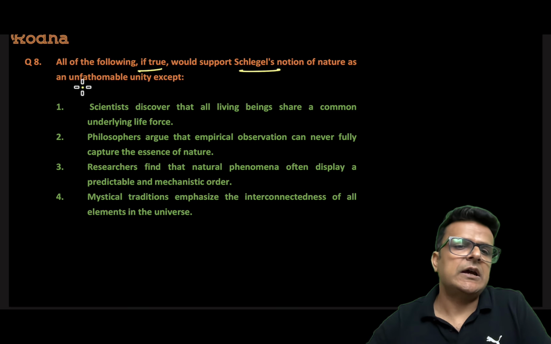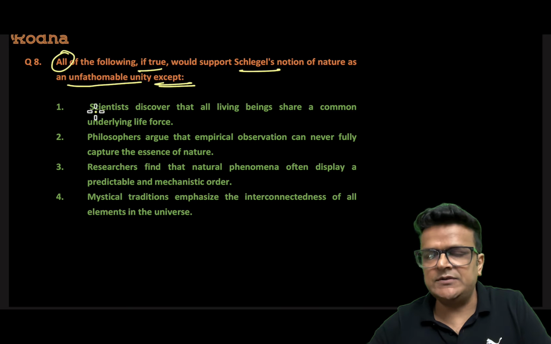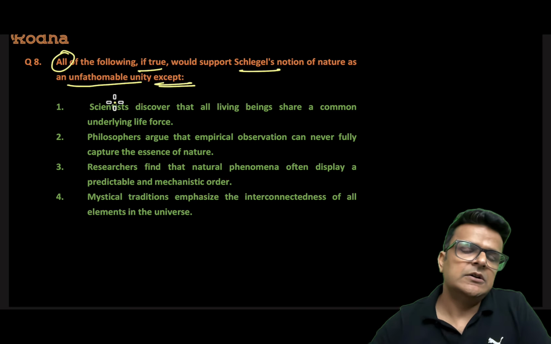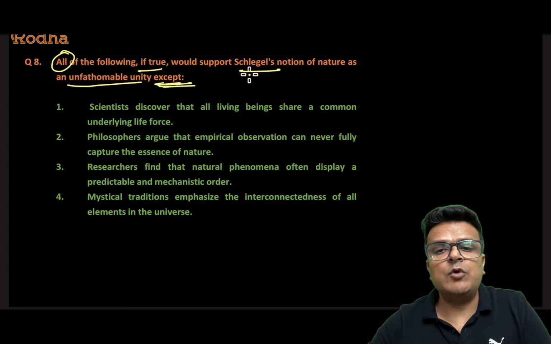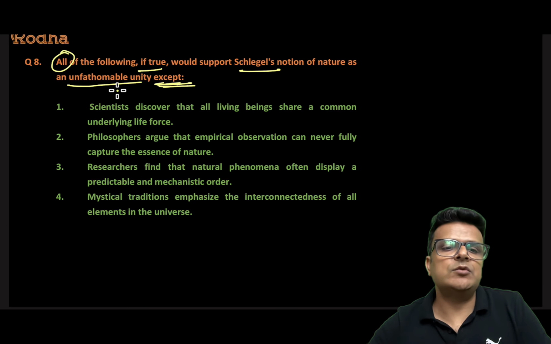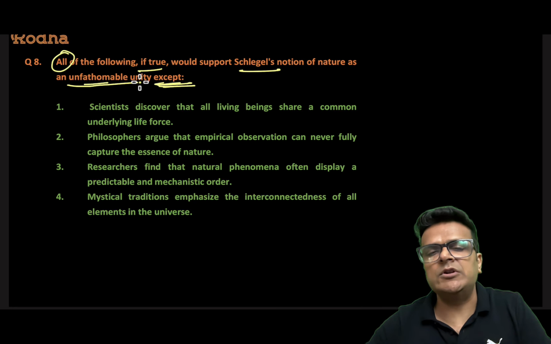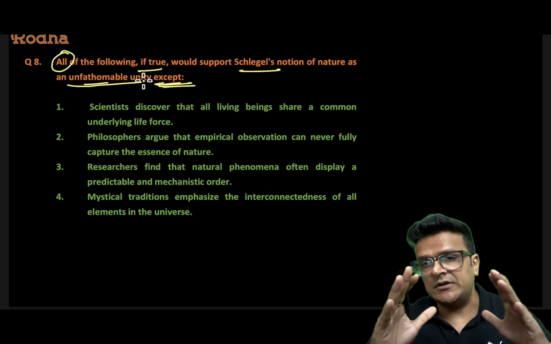Now the next one says, again a CR question, all of the following if true would support Schlegel's notion of nature as an unfathomable unity except. So the moment you see all of the following, it means not, least, except is likely to come later, right? So we already knew it, that except would be there. So we have to find what? We have to find 3 statements that support the idea that nature was ununderstandable unity. Nature was unity and it was ununderstandable.